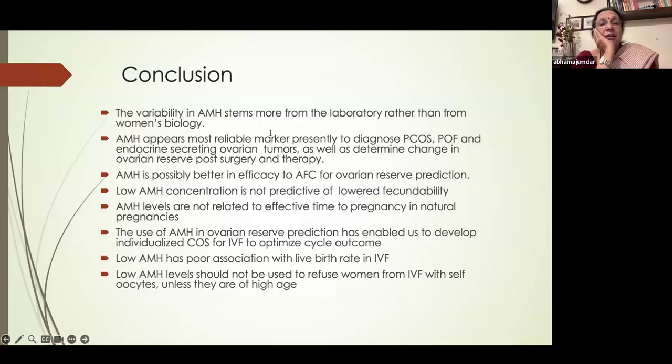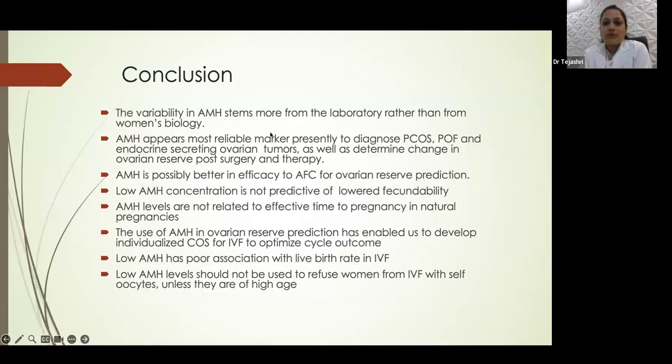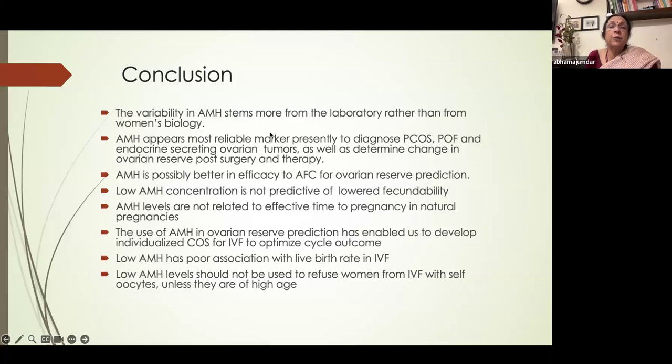Ma'am, Dr. Priya wants to know what about females with early recruitment on day 2 with borderline AMH and the age of between 33 to 35? Yeah, Priya, this is the problematic group. In these patients, if you start gonadotropins, you will find that they've got a follicle on day 6 or 7, which is dominant. Even when you start IVF, these cases worry you.